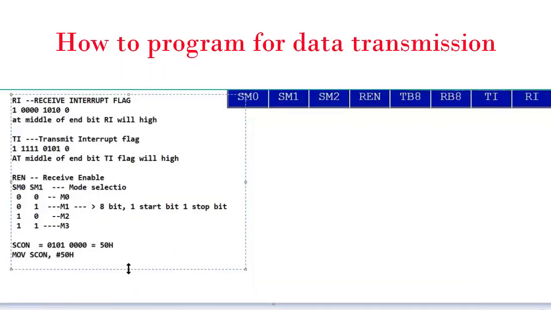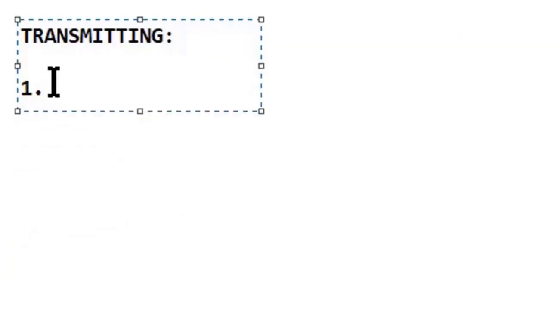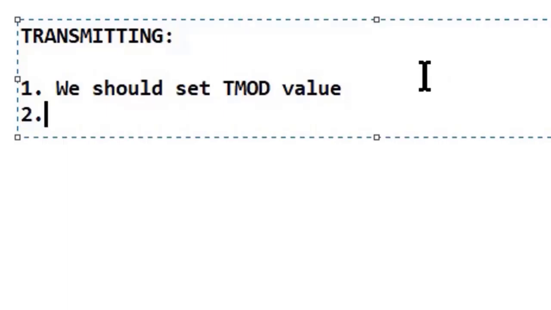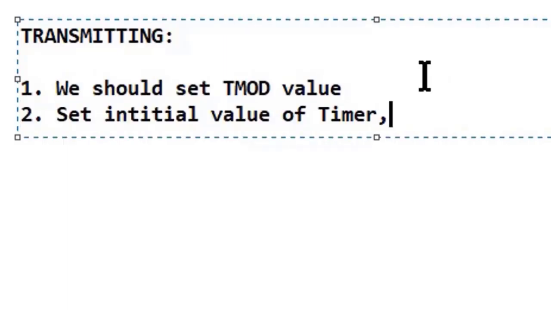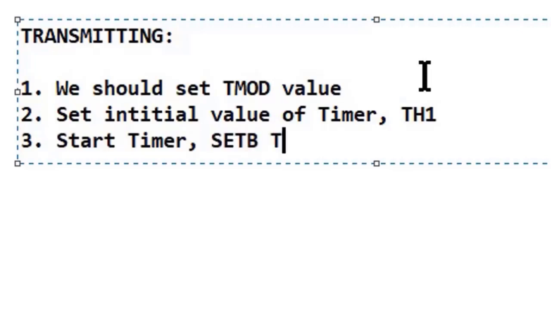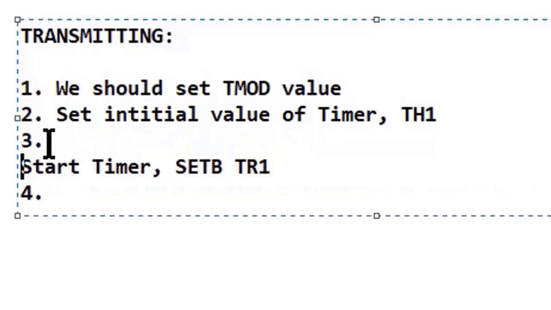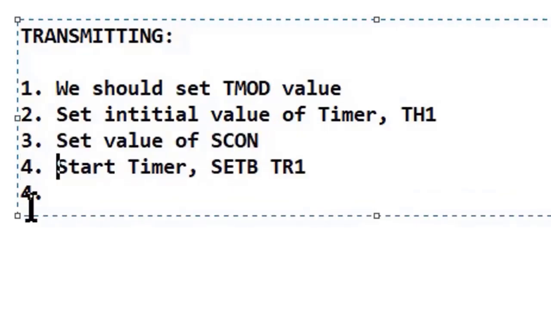Next, how to program, say, for the case of transmitting. What is the first point? The first point is that we should set the TMOD. Next, what do we need? We need to set the initial value of the timer. Say we are using timer 1, so this is TH1. Next, we should start the timer. For this we will use the instruction SETB TR1. Next, we must set the SCON register to set the protocol. So set the value of the SCON register. This is the basic setting.